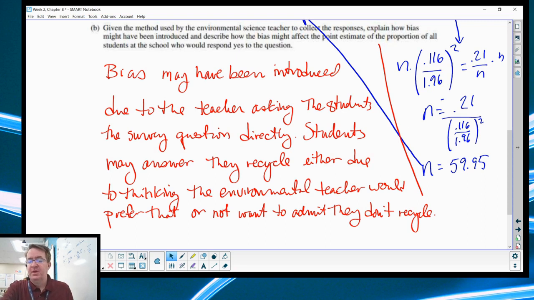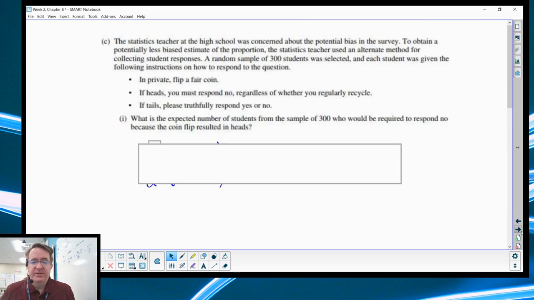All right. So for the next part, they ask you, okay, now what happens if the statistics teacher, because we're pesky like this, was concerned about the potential bias. So to obtain a less biased survey, they did the following. They took a random sample of 300 students. Each student was given instructions on how to respond. In private, they flip a coin. If heads, you must respond no, regardless of whether or not you recycle regularly. If tails, you truthfully respond yes or no.